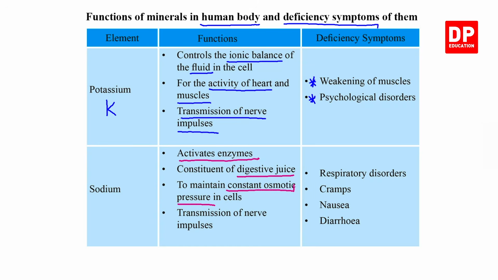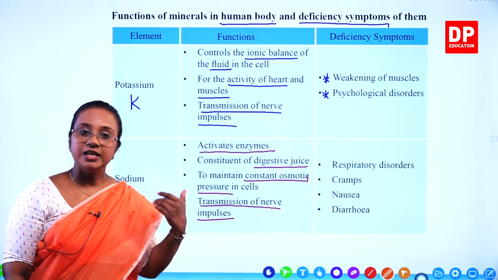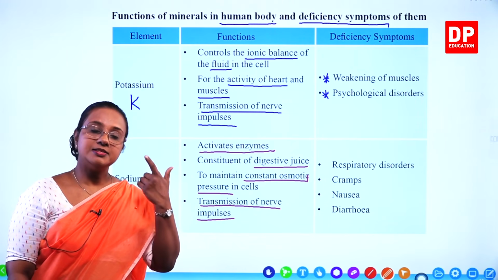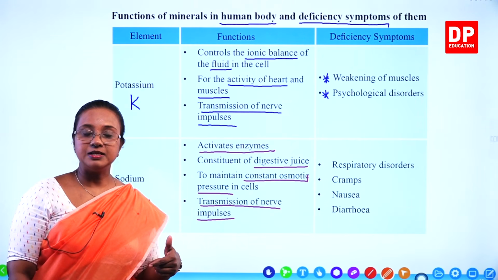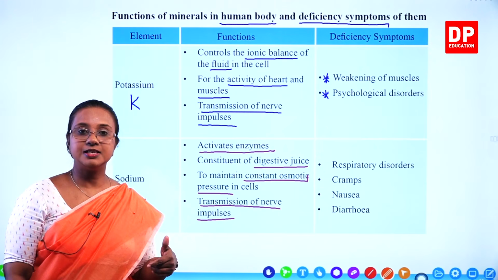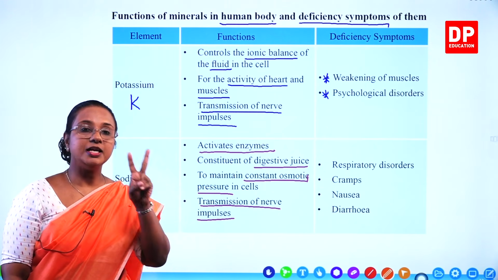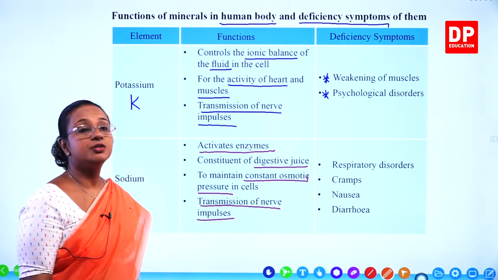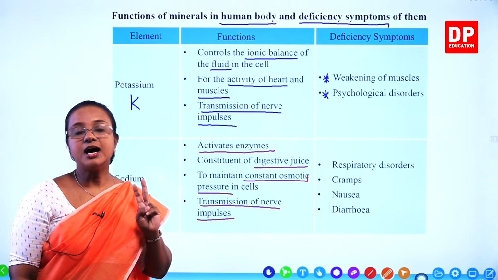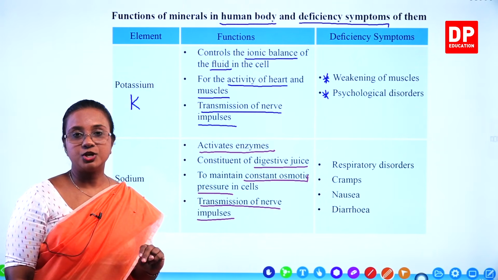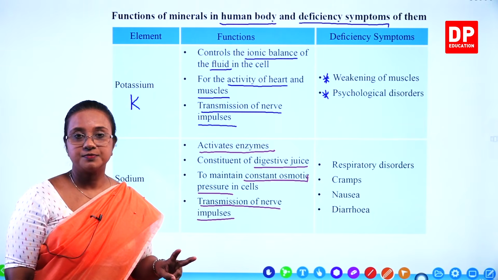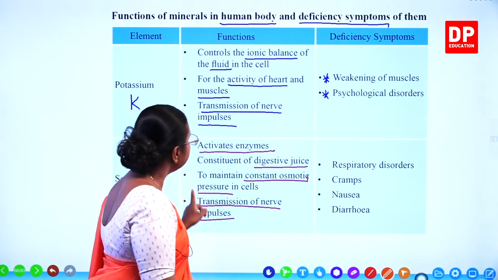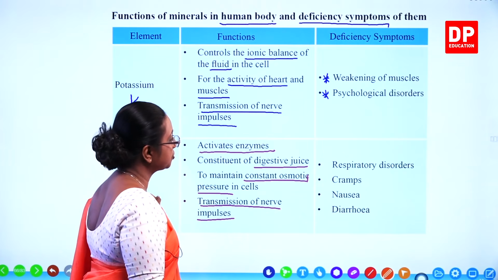And finally, transmission of nerve impulses is done by sodium. So, in a human body, nerve impulses are transmitted throughout the nervous system, and that is done by two minerals, potassium and sodium. Both these are needed for the transmission of nerve impulse. These are the important functions of sodium.